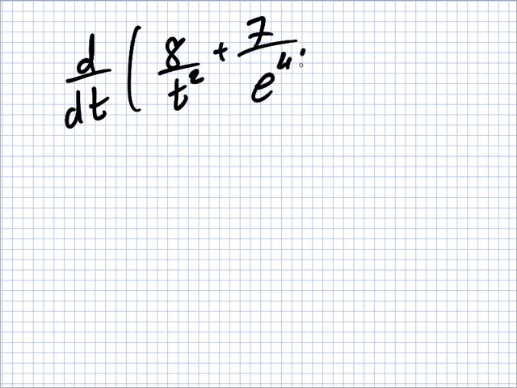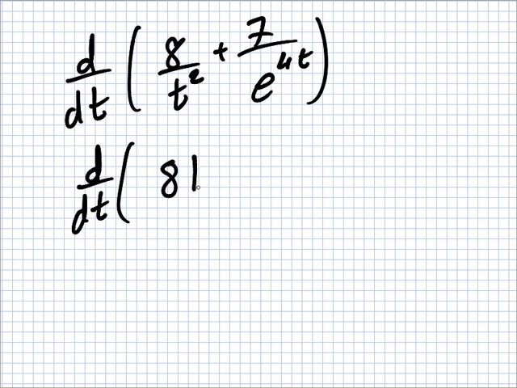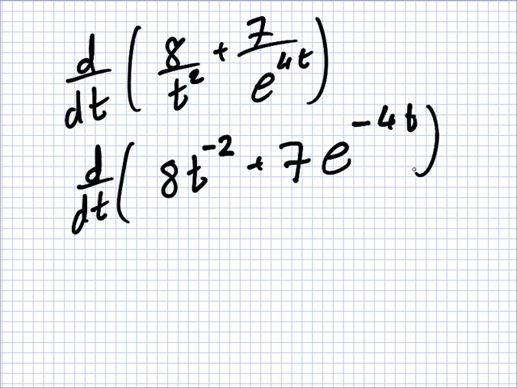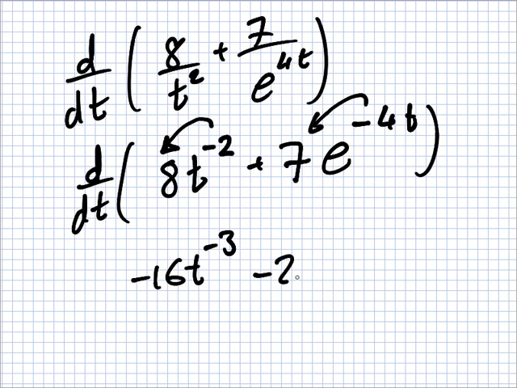So I want the derivative of 8 over t squared plus 7 over e^4t. Now, it doesn't matter that it's t instead of x. So before I find the derivative, I'll just change this into 8t^-2 plus 7e^-4t, before I begin. Okay, so now I differentiate. So I bring the power down, so that becomes minus 16t, and then if I minus 1 on the power, what will the power become? Negative 3. And then I bring the minus 4 down, so that would be minus 28.